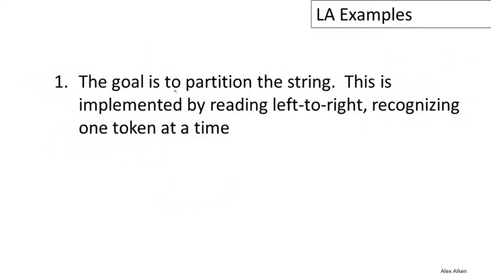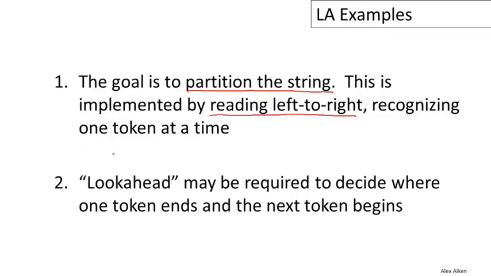But this example does help us understand better what we're trying to do in lexical analysis. So as I said, the goal is to partition the string. We're trying to divide the string up into the logical units of the language. And this is implemented by reading left to right. So we're doing a left to right scan over the input, recognizing one token at a time. And because of that, look ahead may be required to decide where one token ends and the next token begins. And again, I want to stress that look ahead is always needed, but we would like to minimize the amount of look ahead. And in fact, we'd like to bound it to some constant, because that will simplify the implementation of the lexical analyzer quite a bit.